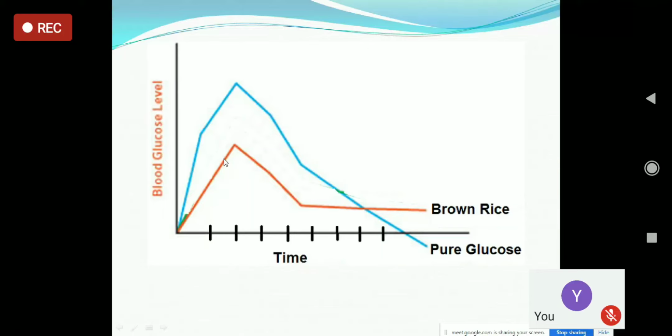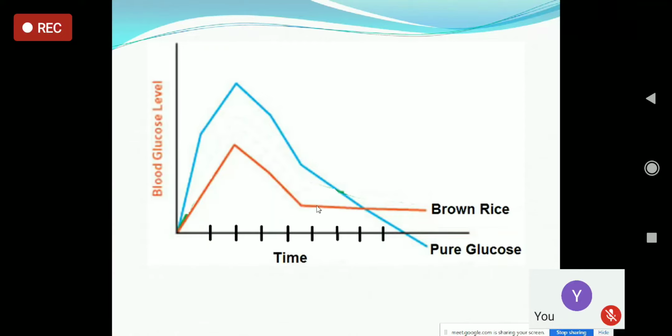In this graph, you can see that the peak is almost at the same time, about 30 minutes, but it is lower than when the same individuals had consumed pure glucose, and you can also see that the fall is slower.